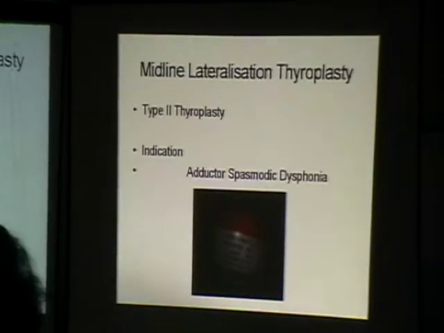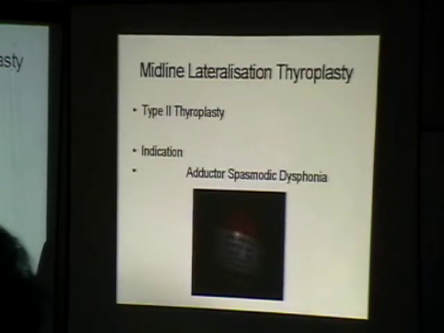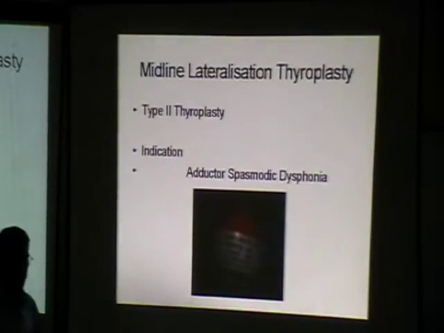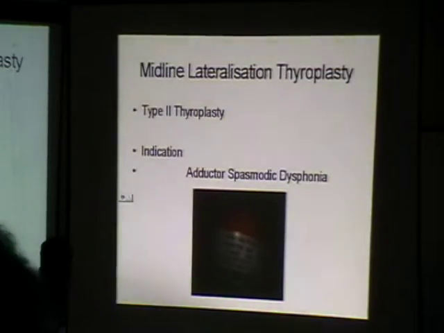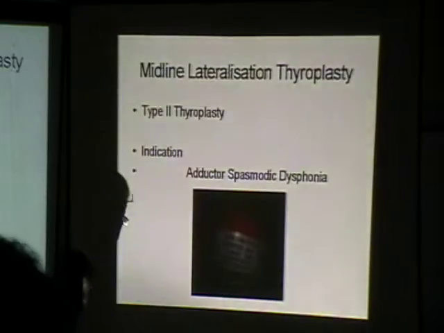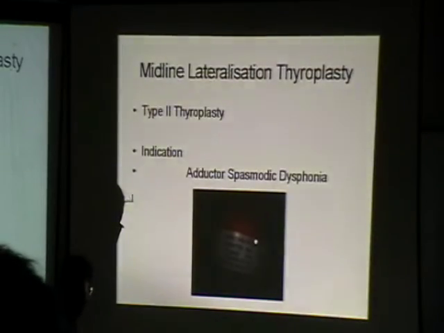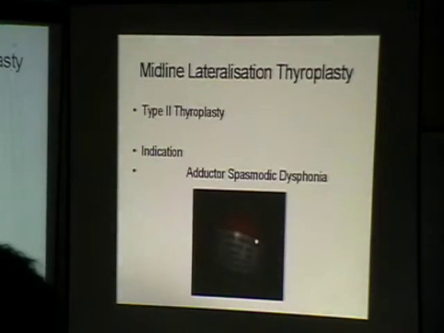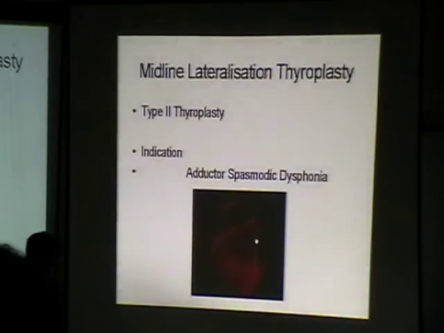Now, midline lateralization or type 2 thyroplasty. Here the indication is opposite. In type 1, the indication was that vocal cords were meeting too loosely. Here, the indication is that vocal cords are meeting too tightly. The classical, actually the only case, will be adductor spasmodic dystonia, where there will be lots of hyperadduction of the vocal cords, and they are adducting too much against each other.